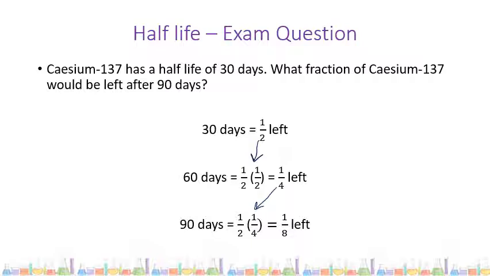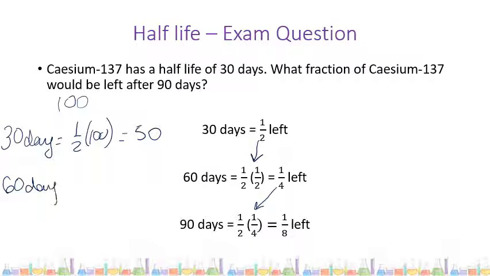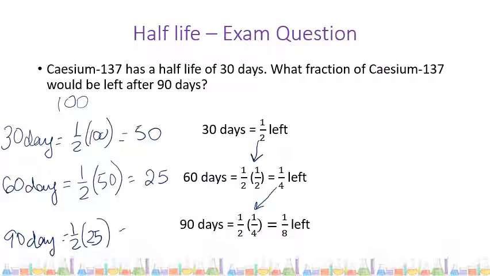If we take that example over here, and if we say we had 100 to start with, after the first 30 days, we would have half of the 100. So that would be 50. After the next 30 days, half of the 50 would have decayed. So that would be 25. And on day 90, we would have half of the 25. Now, I've just plucked a random number there using the 100. Obviously, you can't have half an isotope, but hopefully you're seeing where I'm going with this.